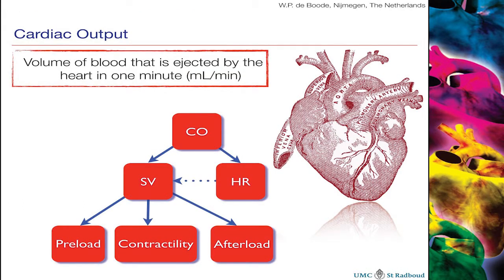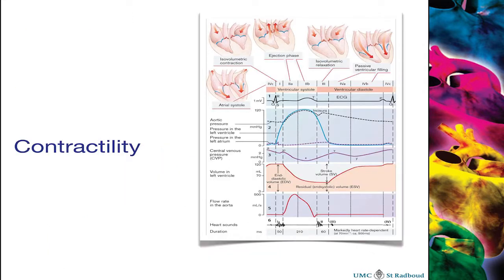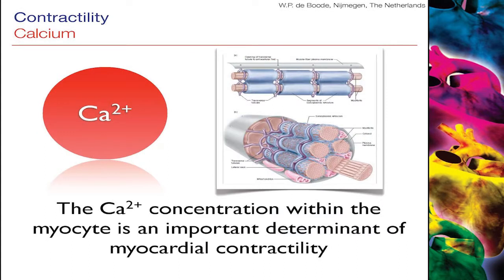The cardiac output is determined by stroke volume and heart rate. And you see a dotted arrow between heart rate and stroke volume because the heart rate also influences stroke volume. The higher the heart rate, the shorter the filling time, and with that you can have a lower stroke volume. And as we all know, stroke volume depends on contractility, preload, and afterload. Let's discuss these subjects, starting with contractility.